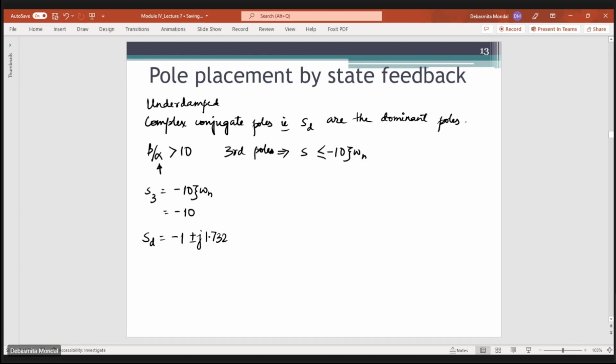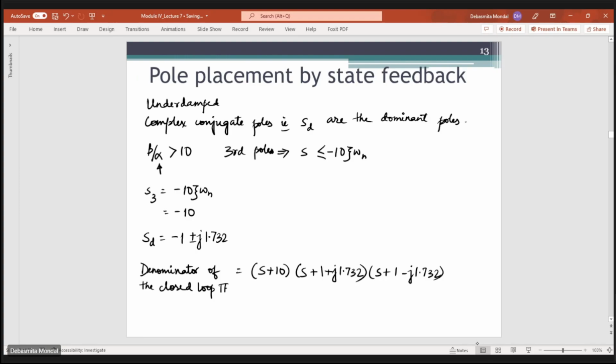Once you know the 3 closed loop poles of your system, you can find the denominator of the closed loop transfer function. The denominator will be simply S plus 10 multiplied by S plus 1 plus j 1.732 multiplied by S plus 1 minus j 1.732, right? And this will be written like this.